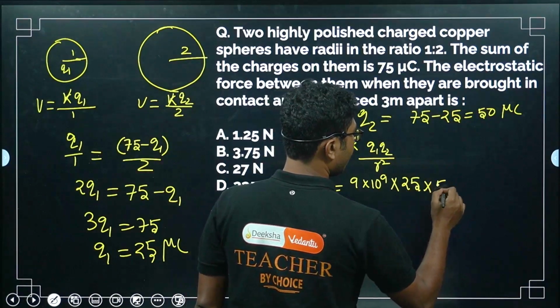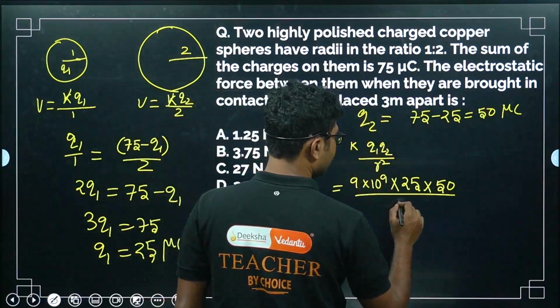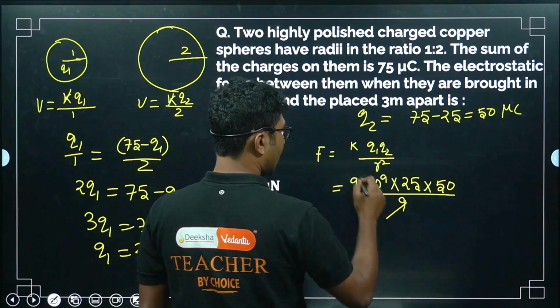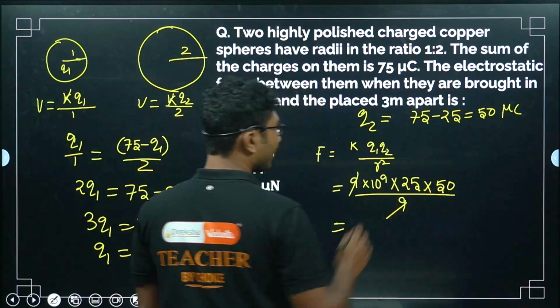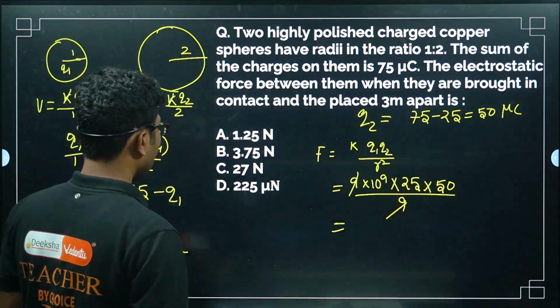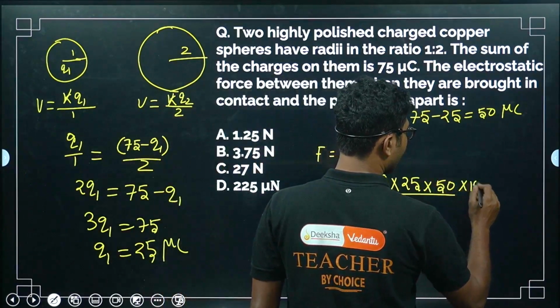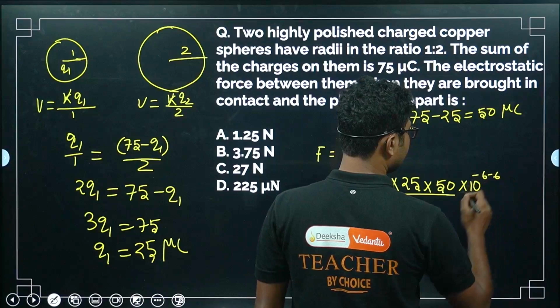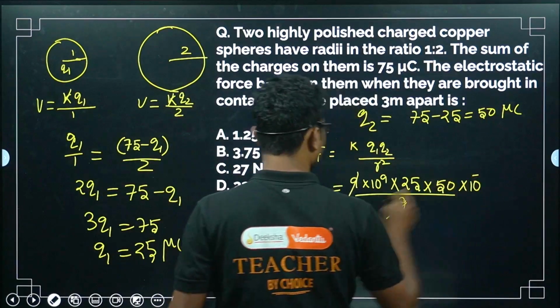Q2 is 50 divided by R square. R is 3, 3 square, that means 9. 9 cancels. Okay. Both of them are microcoulomb, so 10 to the power minus 6 times 10 to the power minus 6. So it will become 10 to the power of minus 12. Okay.